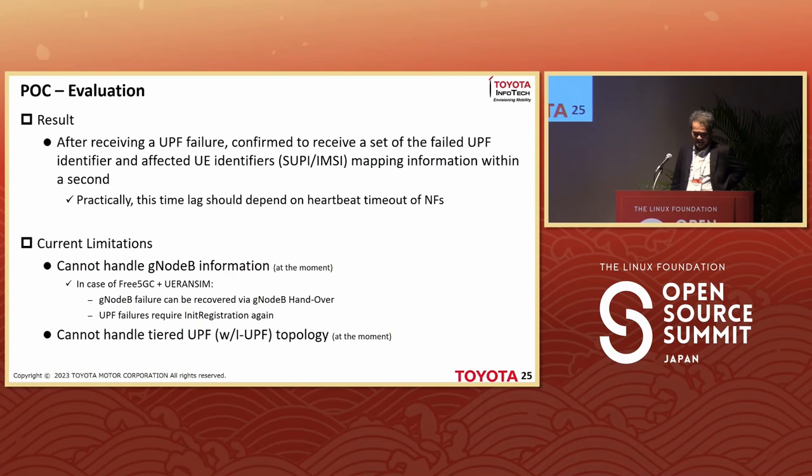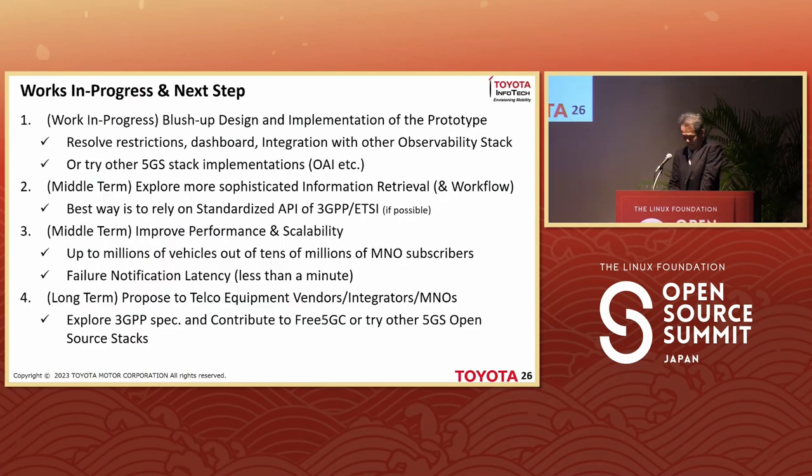And as I explained, this is a workaround. And in this sense, there are some more limitations at the moment. Because of the restrictions that are available from the Free5GC and UERANSIM implementation, we cannot handle gNodeB base station information. And also, in reality, UPFs can be tiered, but right now, I cannot handle this. Okay, at the moment. Thank you.